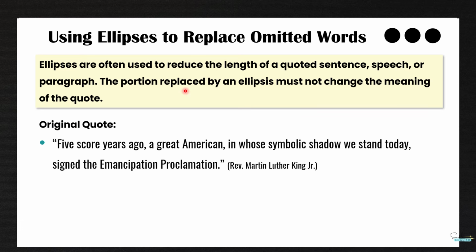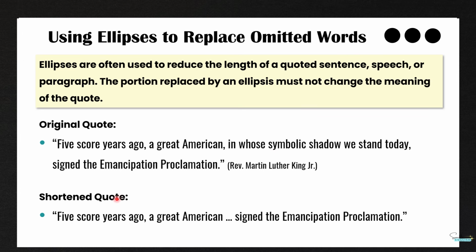So, for example, here is a quote by Martin Luther King Jr. "50 years ago, a great American, in whose symbolic shadow we stand today, signed the Emancipation Proclamation." Now, let's say you want to quote this, but you don't want to quote the entire paragraph. We can use an ellipsis to replace a portion of the quote that we don't want to include.